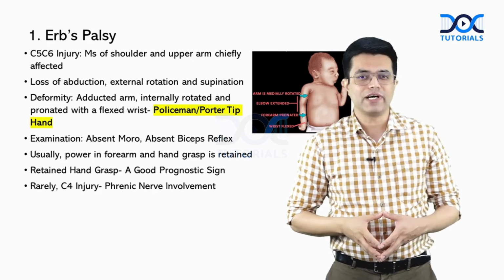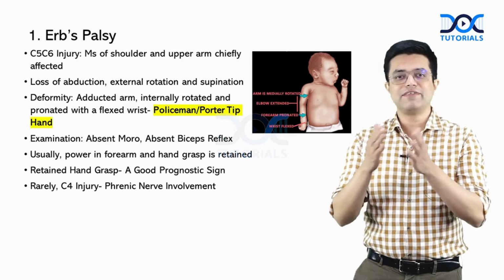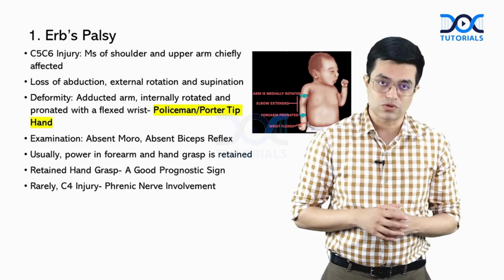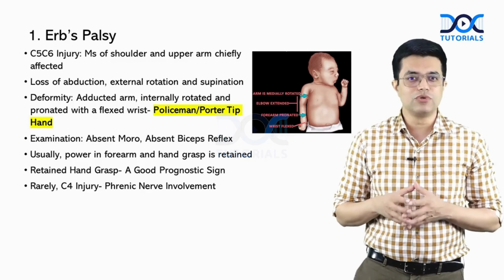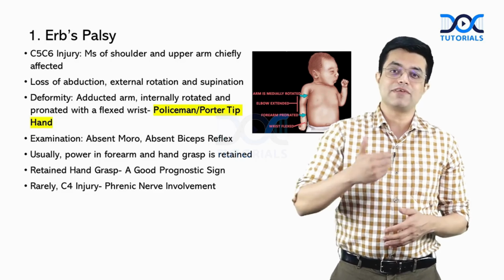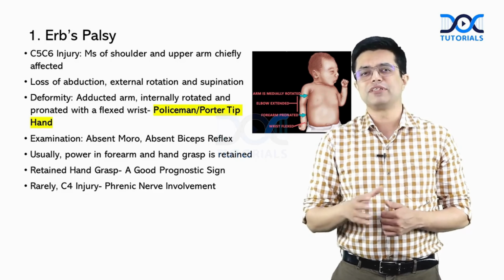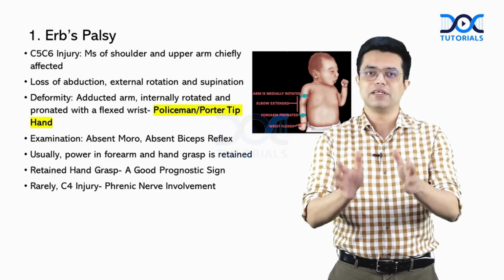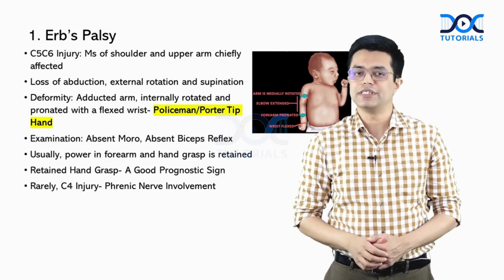Very rarely you may find that along with C5 and C6 injury, some degree of injury may happen to the C4 nerve root also. We know that the C4 nerve root supplies the phrenic nerve, and that is why diaphragmatic involvement or paradoxical breathing can also develop in these children. But in the vast majority, it is Erb's palsy alone, the policeman porter's tip hand, which is seen.